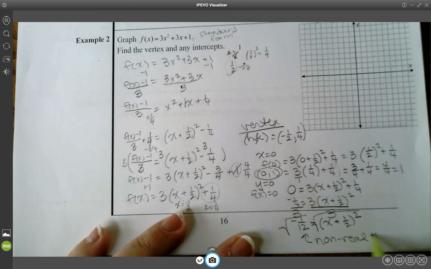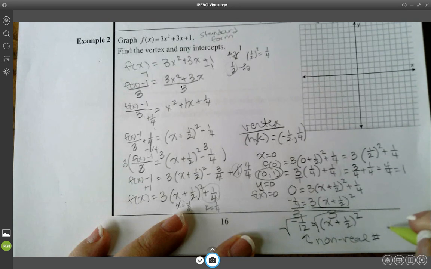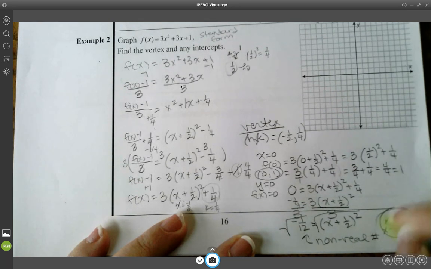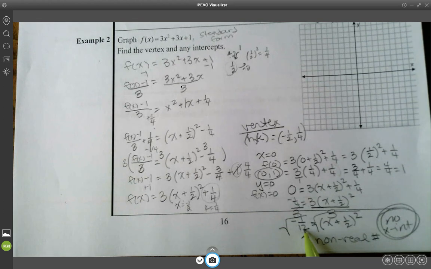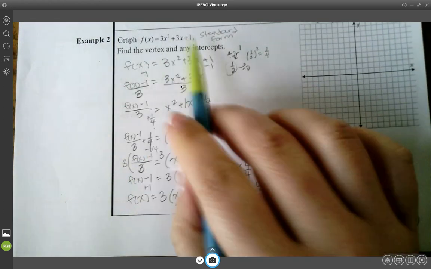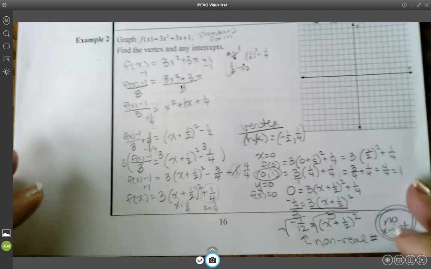non-real number. So remember, if we have a non-real solution, that means no x-intercepts. So that's nice. We don't have to keep solving from here, because as soon as we recognize that it's not going to be a real number and we won't have any intercepts, then we won't have any other points to find for our solution.